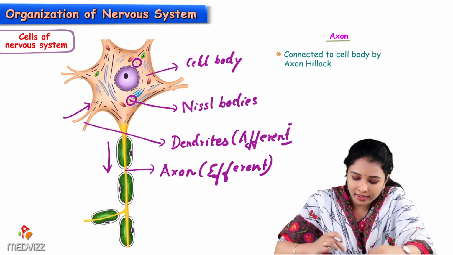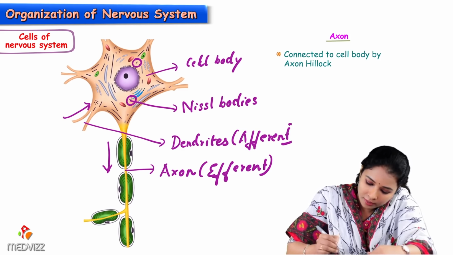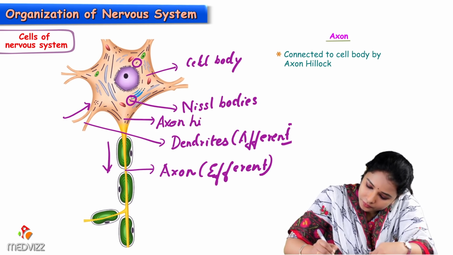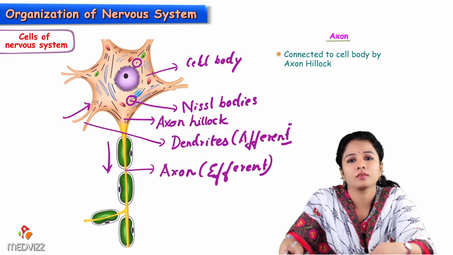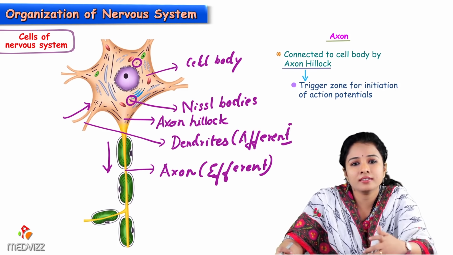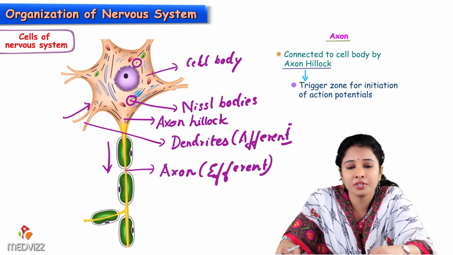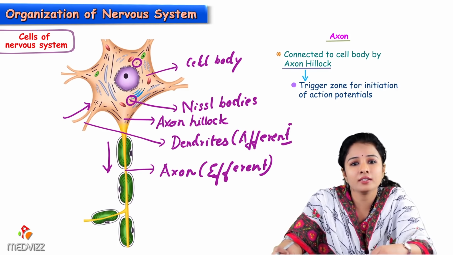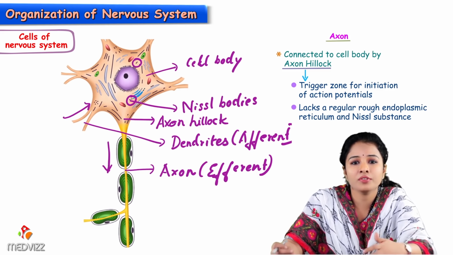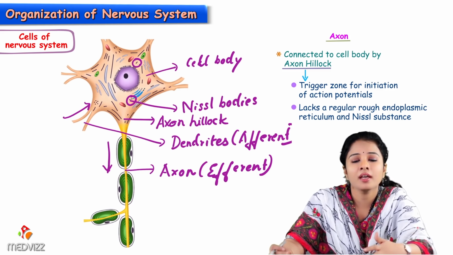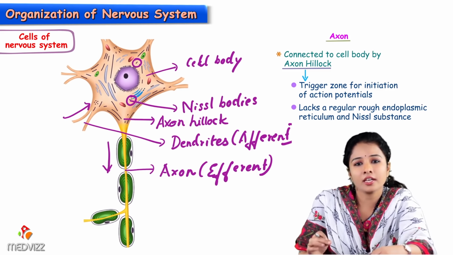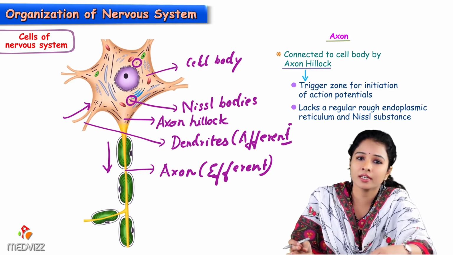The axon is connected to the cell body, or perikaryon or soma, by a widened structure called the axon hillock. The axon hillock is the trigger zone for the initiation of action potentials, meaning the stimulus gets initiated from the axon hillock. The axon hillock lacks rough endoplasmic reticulum, and it is devoid of Nissl granules and Nissl bodies. The axon is also devoid of Nissl granules and Nissl bodies.